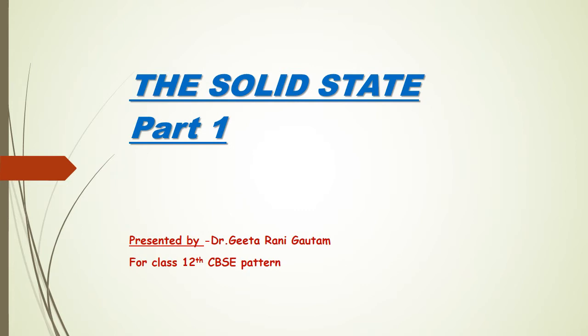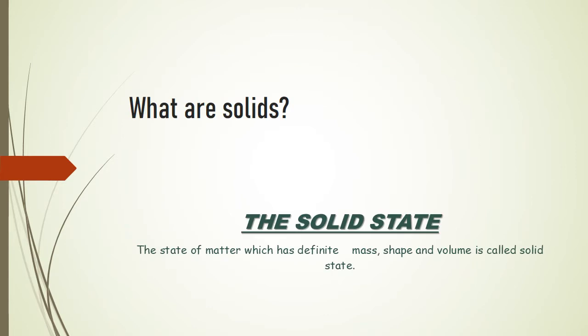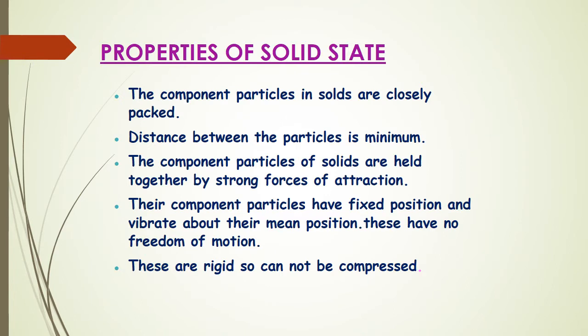Today's topic is the solid state, and we'll discuss the different states of the solid. First of all, we must know what solids are. The solid state of matter is that which has definite mass, shape and volume, and its melting point is above room temperature. Properties of solids.